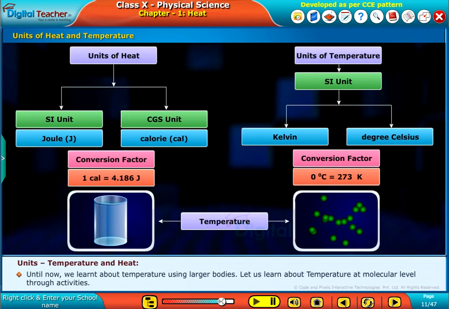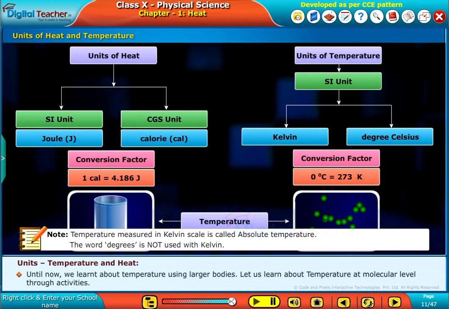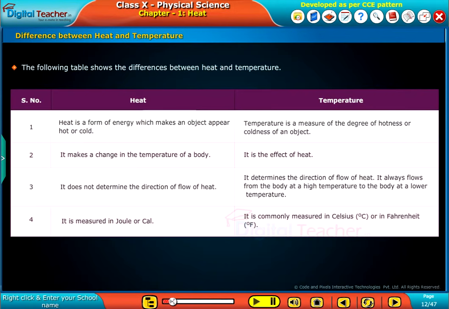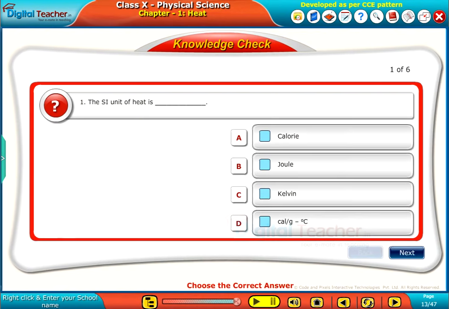Until now, we learned about temperature using larger bodies. Let us learn about temperature at molecular level through activities. The following table shows the differences between heat and temperature. Knowledge check. Attempt the following question to check your understanding.